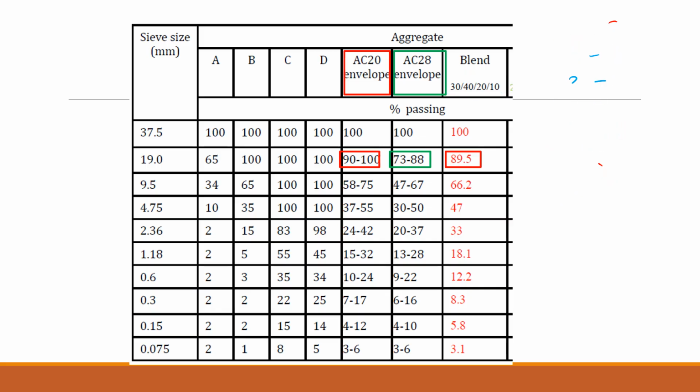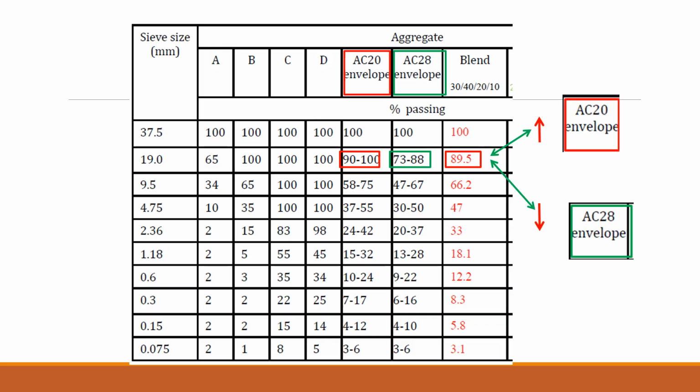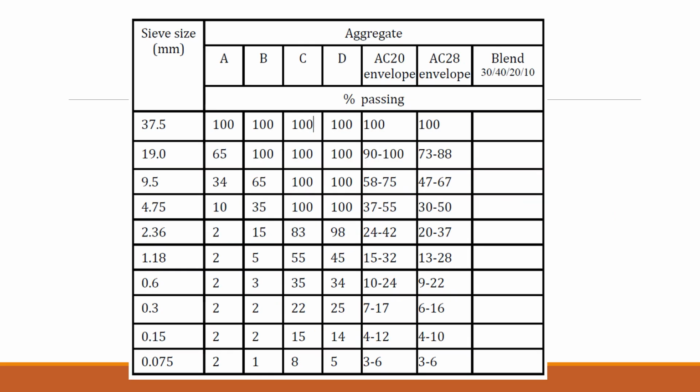Okay. So are we good up to here? Any question? So we need to increase and decrease. We need to increase the 89.5 for AC20. Okay, so we are going to look at AC20 now. To get AC20, we already discussed that we need to bring the A down.